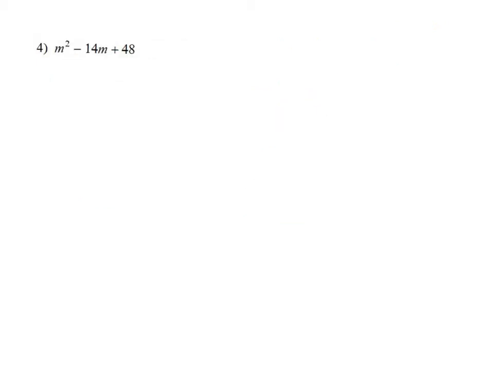Alright, so for this problem, we're going to start out by trying to find a greatest common factor. We have 1, 14, and 48. The greatest common factor is 1, and that's not meaningful for us, so we don't have a numerical factor. Alright, we have m squared, m, and no m. That means there isn't any greatest common factor for the variable, so we're just going to factor it now using guess and check. So we know it's a binomial times a binomial.